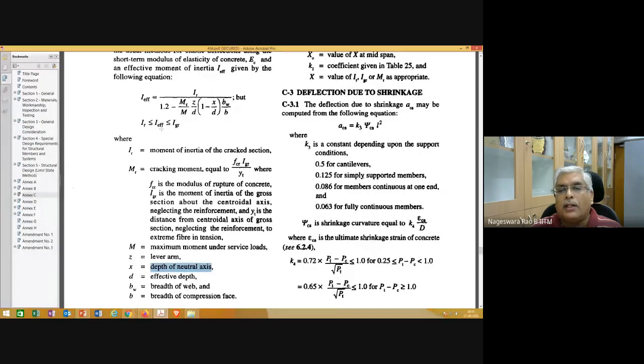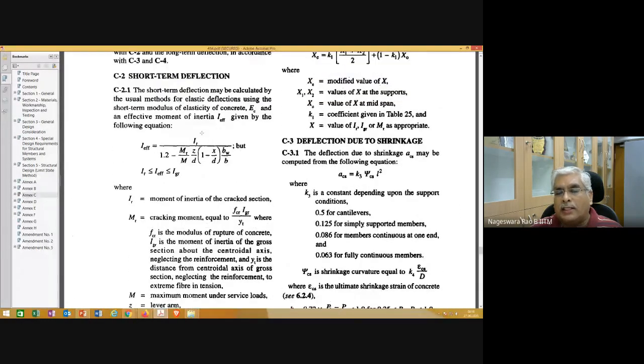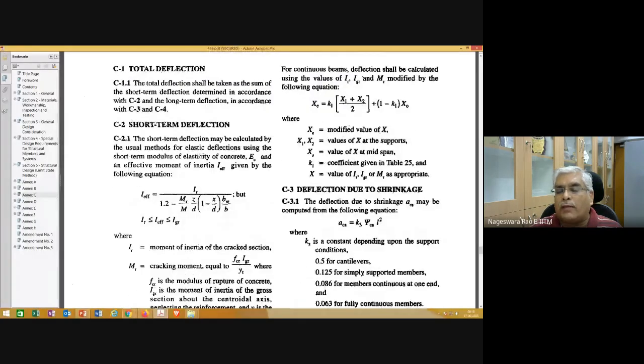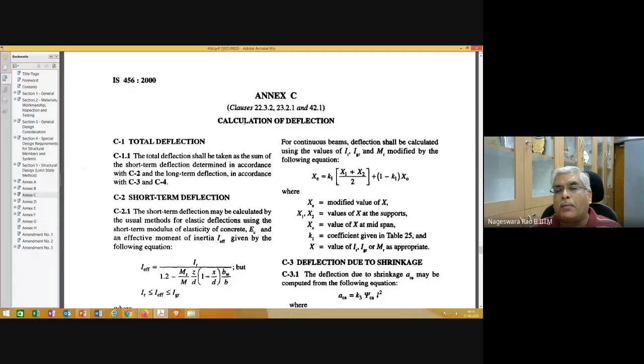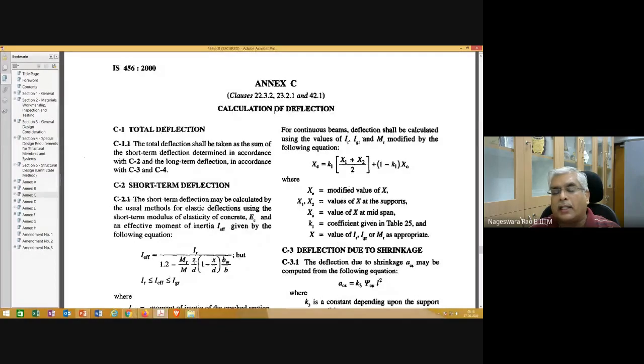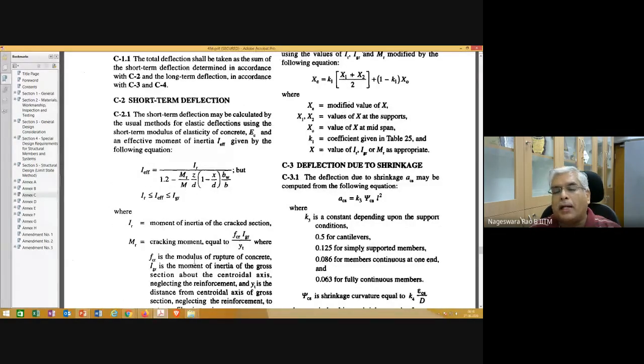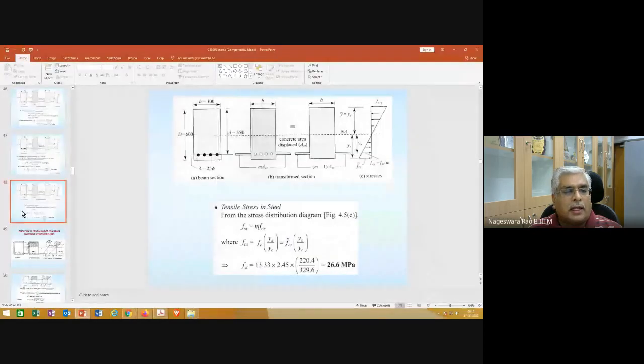Okay, so now you can see where this cracking moment is used, and basically whatever Professor Amlan just mentioned. For serviceability limit state, deflection is one of the serviceability limit states. There we will be using this cracking moment and other things. Once again, we'll come back to this at a later stage.